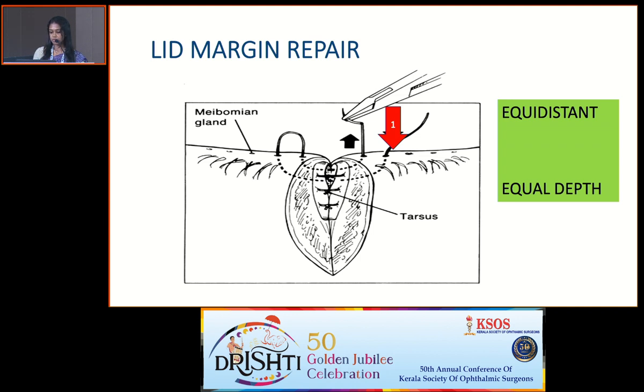So we enter at a point of 3 meibomian gland orifice, and then horizontally take it at equal depth, come out at the point of 3, and then again at a point of 1 you enter again, move horizontally, and then come out at the point of 1.